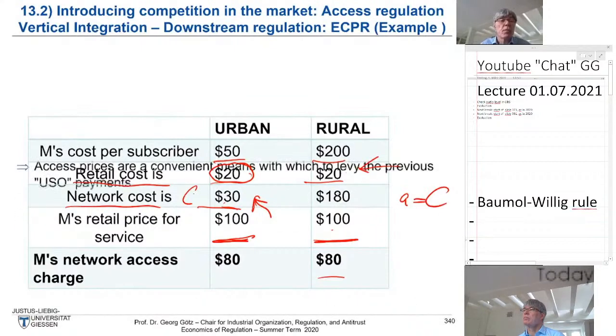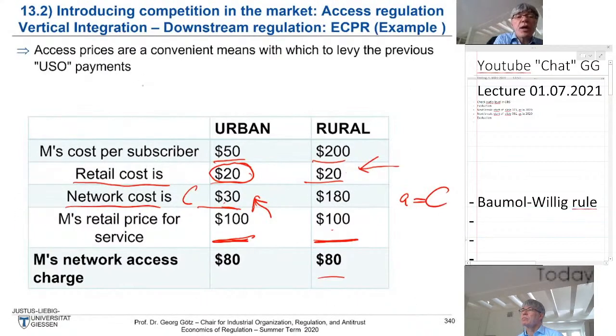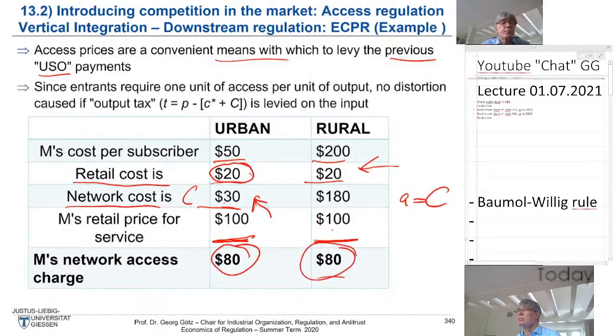Again, retail minus. So here, these access prices are a convenient measure or means to levy these previous universal service obligation payments. Okay, here you get this profit in the urban areas, and here, of course, you need the funding. And since entrants require 1 unit of access per unit of output, no distortion is caused if you have this output tax, and this is nothing else than our output tax here. Okay, this is just our profit we get here.